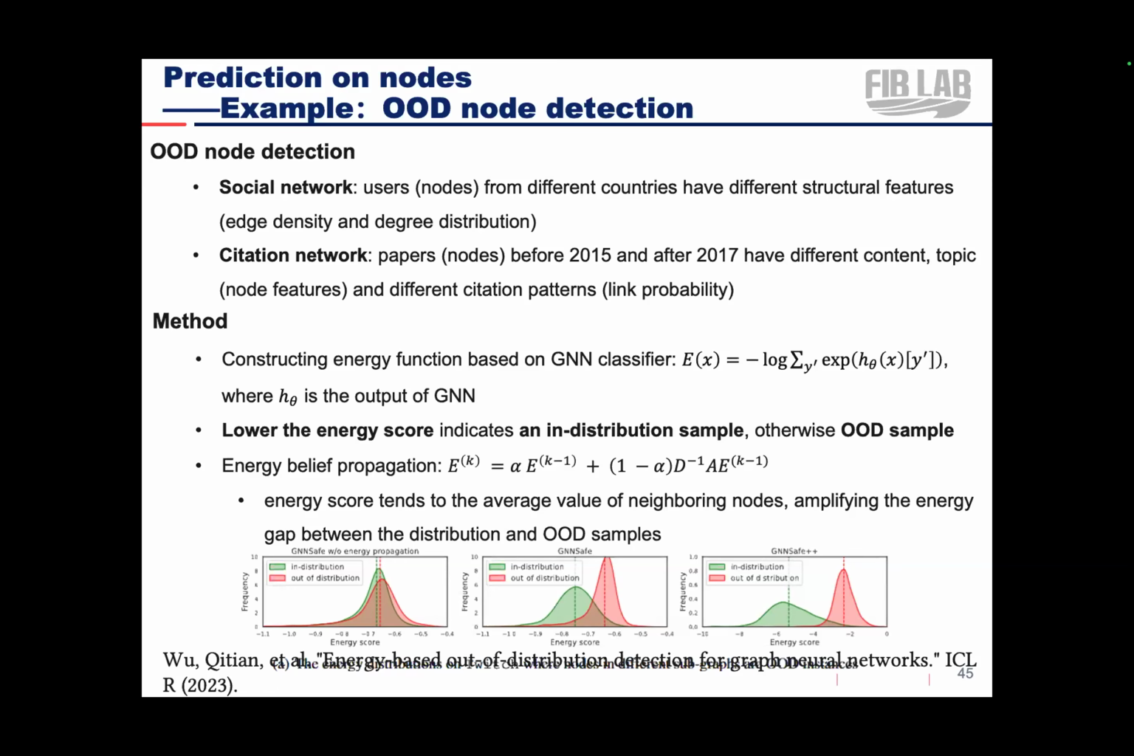The authors in this paper construct the energy function of each node based on a GNN classifier, and a lower energy score indicates an in-distribution node, otherwise they are out-of-distribution nodes. They also exploit energy belief propagation to make the energy score tend toward the average value of neighboring nodes, such that it amplifies the energy gap between the in-distribution and out-of-distribution samples.